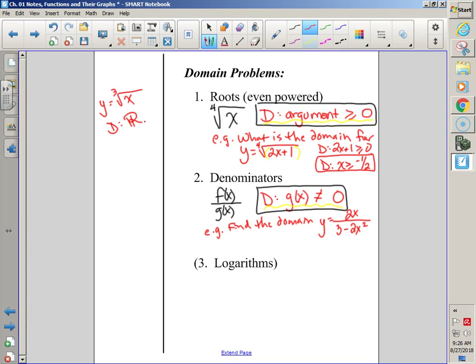Is that one an easy one off the top of your head? Oh, of course, x can't be. This isn't even one that we can factor because we don't have an x squared and an x and a single. Usually we factor to find zeros. So how would we find the domain?